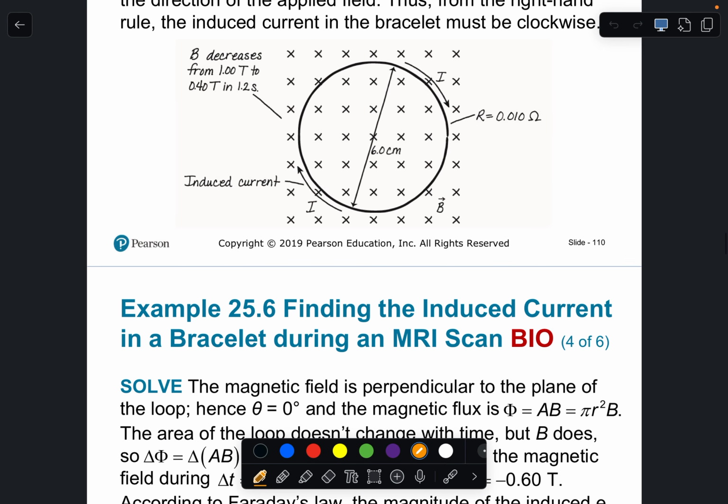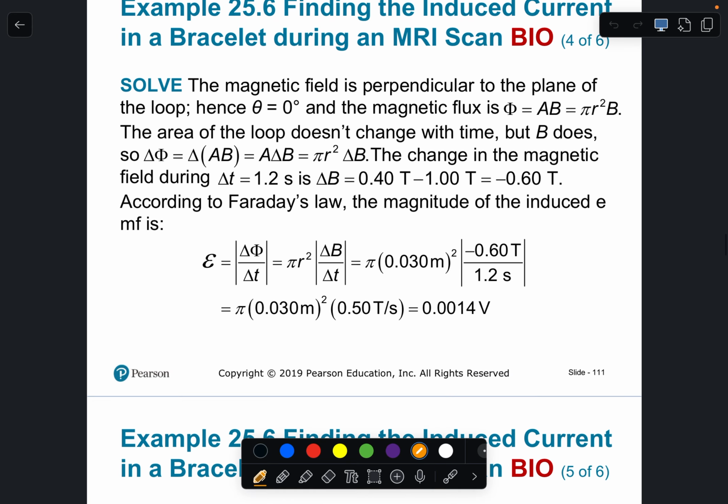And they're drawing it from a cross-sectional view. I kind of drew it from a side view. Okay.